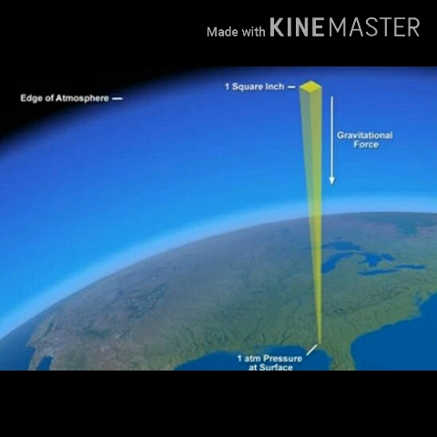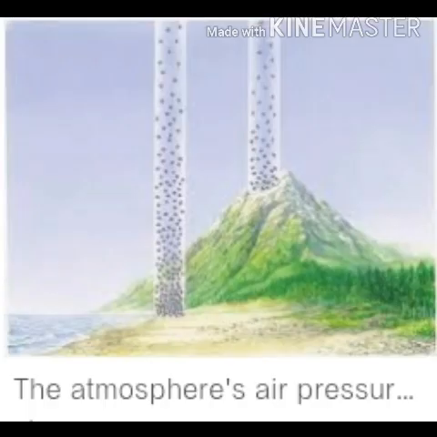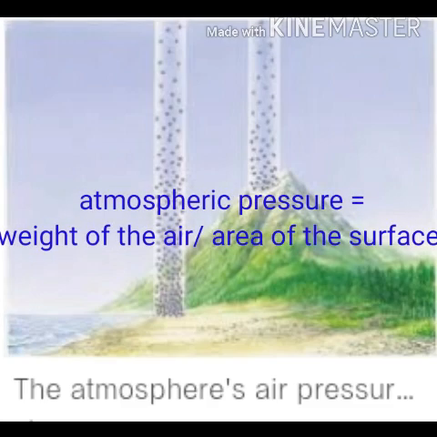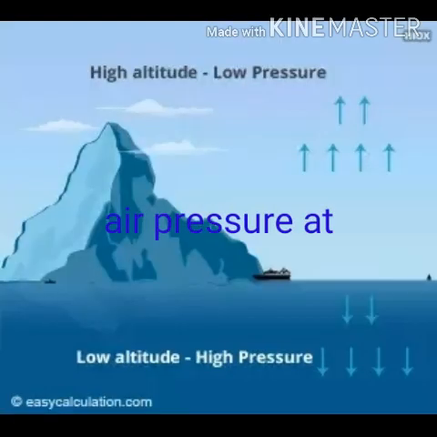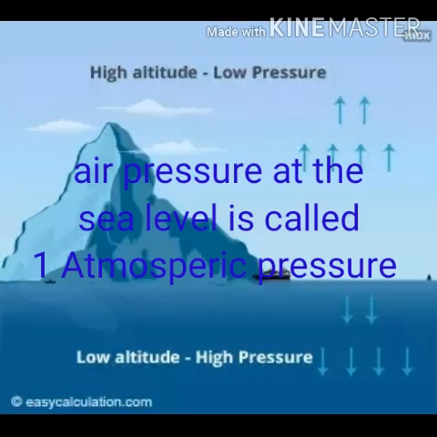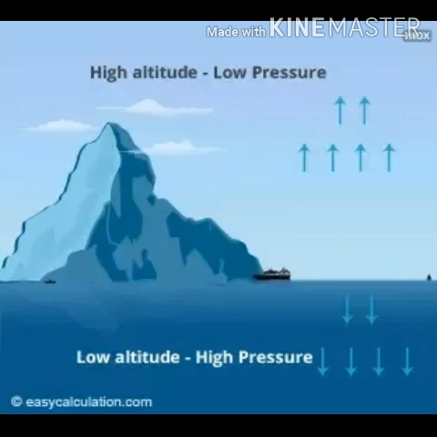Imagine that a very long hollow cylinder of unit cross-section area is standing on the surface of the earth and it contains air. Weight of this air is the force applied in the direction of the center of the earth. This means that atmospheric pressure is the ratio of this weight divided by the area of the surface. The air pressure at the sea level is called 1 atmosphere pressure. Air pressure decreases as one goes up in height from the sea level.